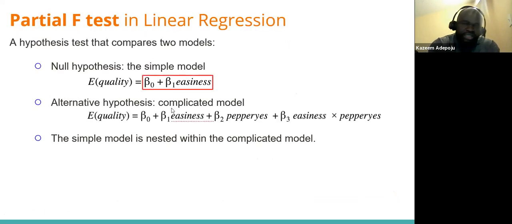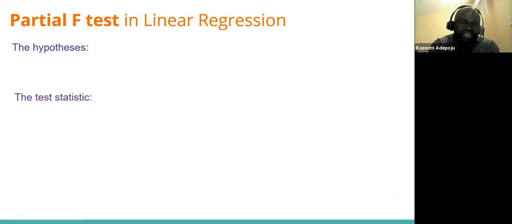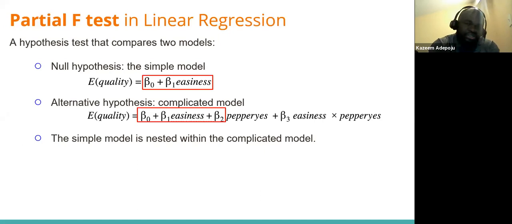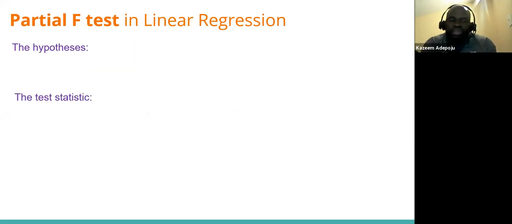Okay, as you can see, the null hypothesis is assuming this, right? And the alternative hypothesis is assuming this, right? And don't forget that the two models are actually nested in each other. Now, if I want to carry out a test like that, like I said, you need to be able to state your hypothesis and your test statistic.